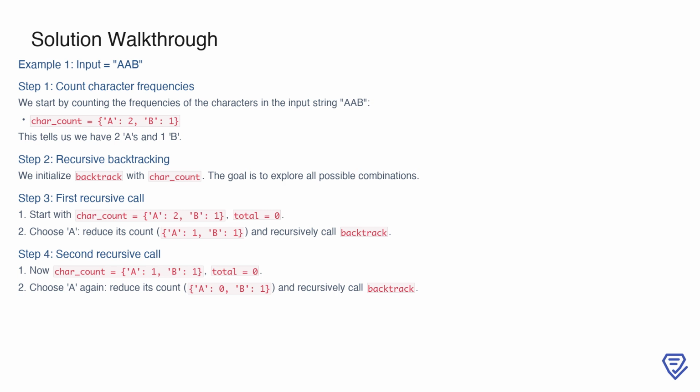The backtracking function initializes with the character count dictionary, and our goal is to systematically reduce the counts as we select characters. For the first recursive call, we start with the full character count and a total of 0. We choose A, which reduces its count to A1, B1. This reduced dictionary is then passed into the next recursive call. Now, in the second recursive call, we again choose A. This reduces its count further to A0, B1, and we recursively call the backtracking function once more to continue exploring paths.